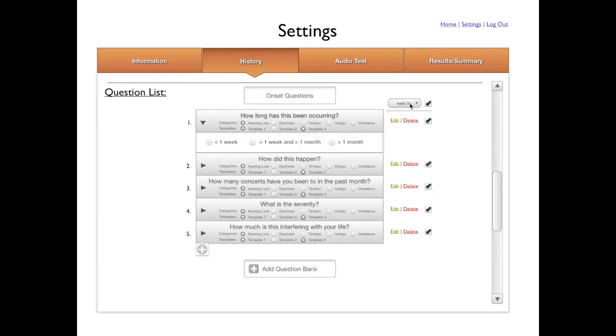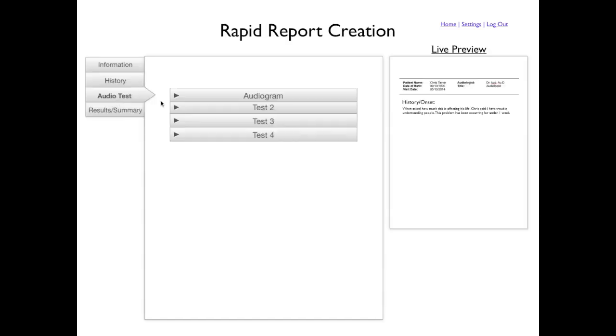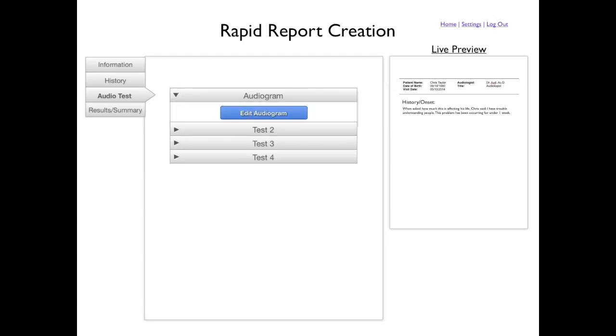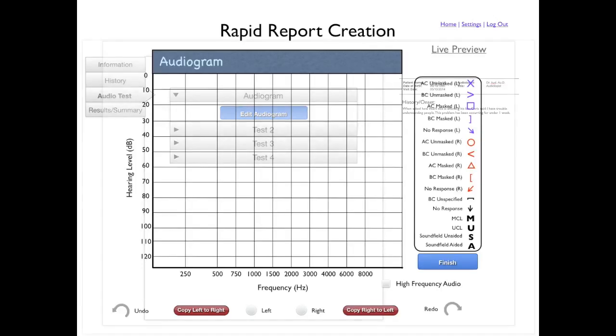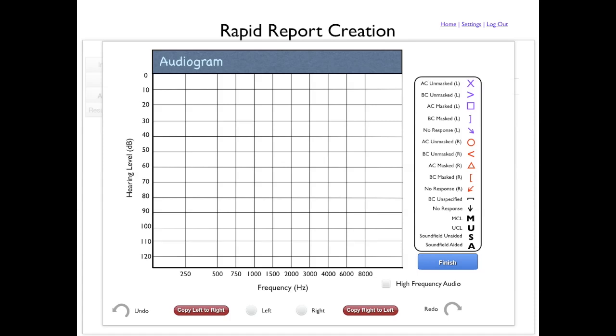Now onto the audio test. Just like the history section in questions, I can customize which tests go in which report and in what order. I can set this up using the settings and templates exactly like the history section. I can then create my audiogram. The large interface and the large buttons make it easy for me to use on both my desktop and laptop computers, as well as my tablet computer.